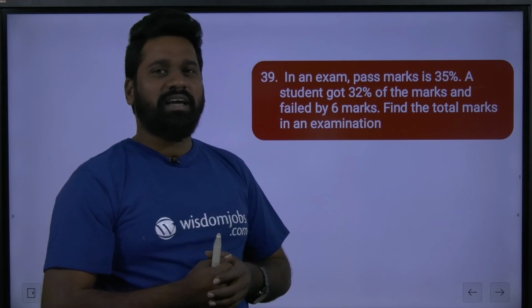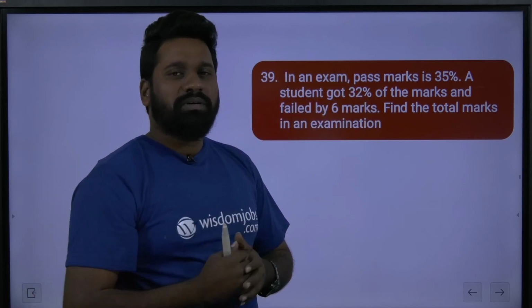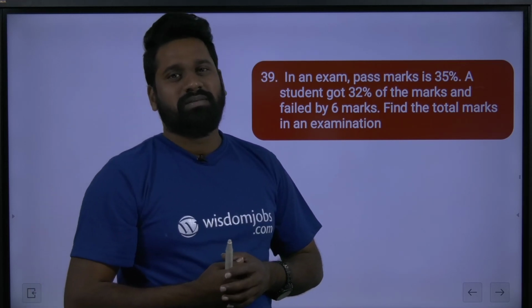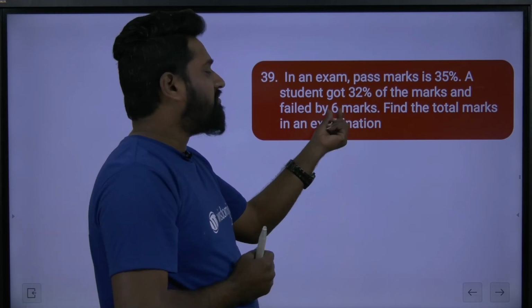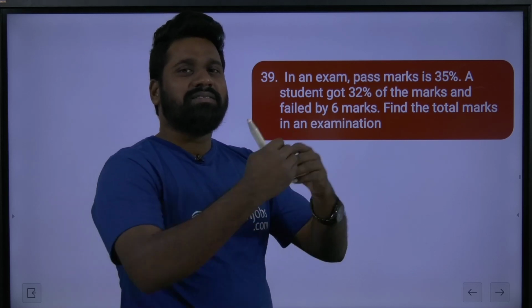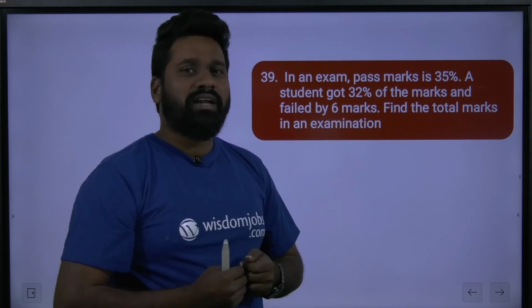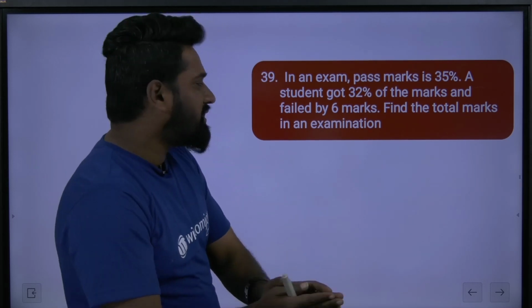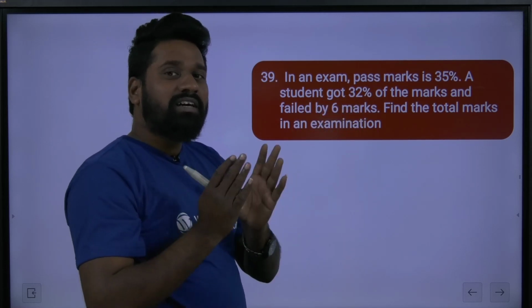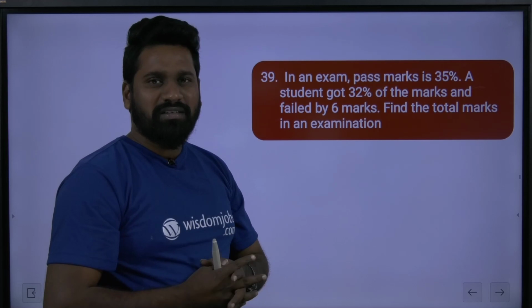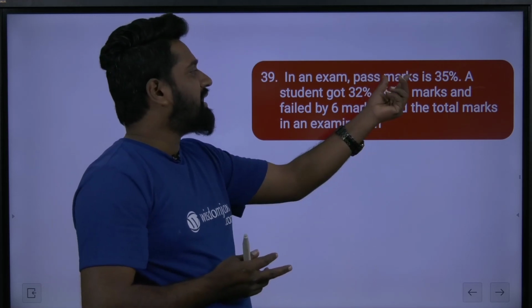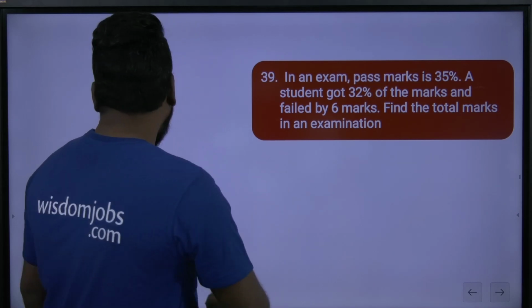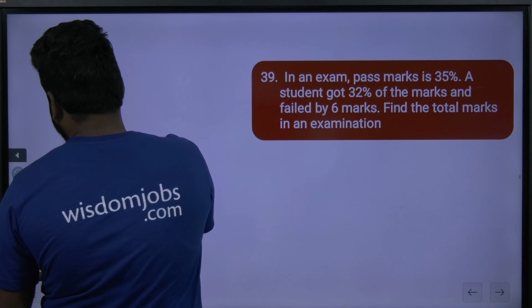One thing you can observe here: if you add those 6 marks to the student, then he will pass. Is it clear? Because he failed by only 6 marks. Now if I add those 6 marks to the student, he will pass the examination. If you add those 6 marks to this 32%, that indicates 35% of the marks, because 35% is the pass percentage itself. Is it clear, all of you? So just observe the equation I am writing here.